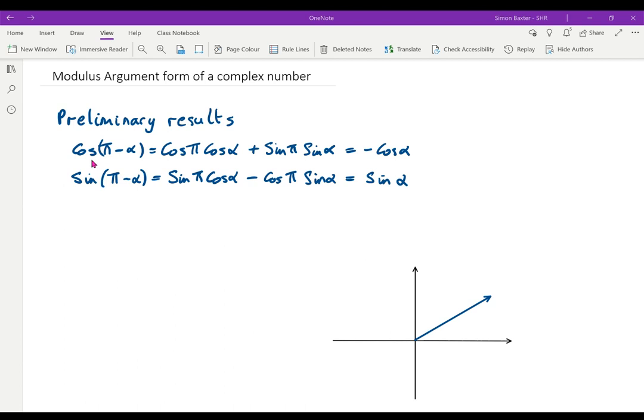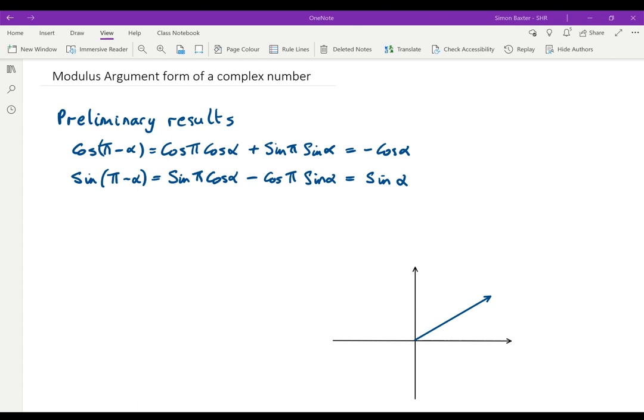If we take cos of pi minus alpha, using our addition formula, this gives us cos pi cos alpha plus sin pi sin alpha, and cos pi is minus 1, which gives you minus cos alpha. Sin pi is 0, so that disappears. Sin of pi minus alpha is sin pi cos alpha minus cos pi sin alpha. Sin pi is 0, cos pi is minus 1, which gives us plus sin alpha. Okay, now we are ready to look at the first case.